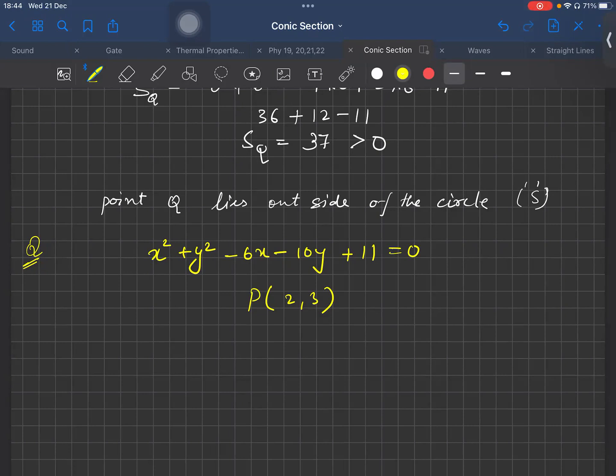Sir, it is inside the circle. How much are you getting for S? See, this is the equation of circle S. So SP, how much are you getting, Sri Kruti? Minus 18. That means less than 0, right? So it is inside the circle. Is that okay?